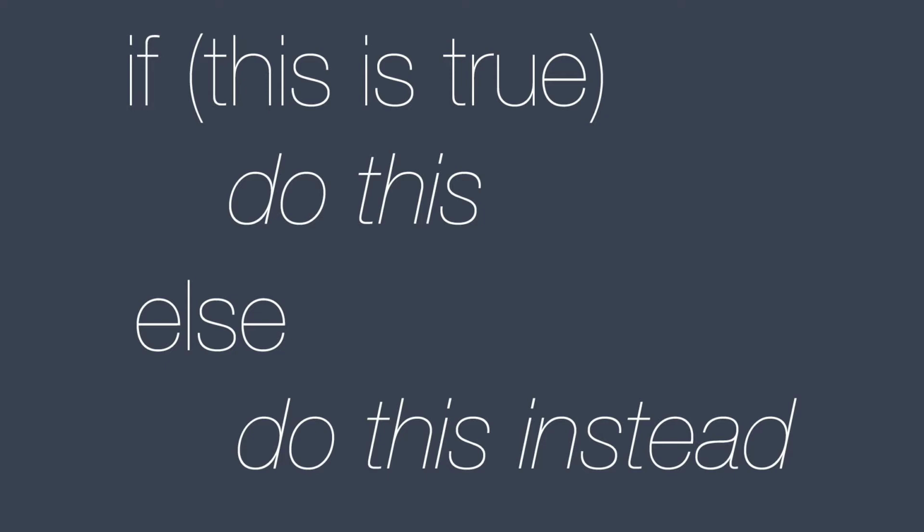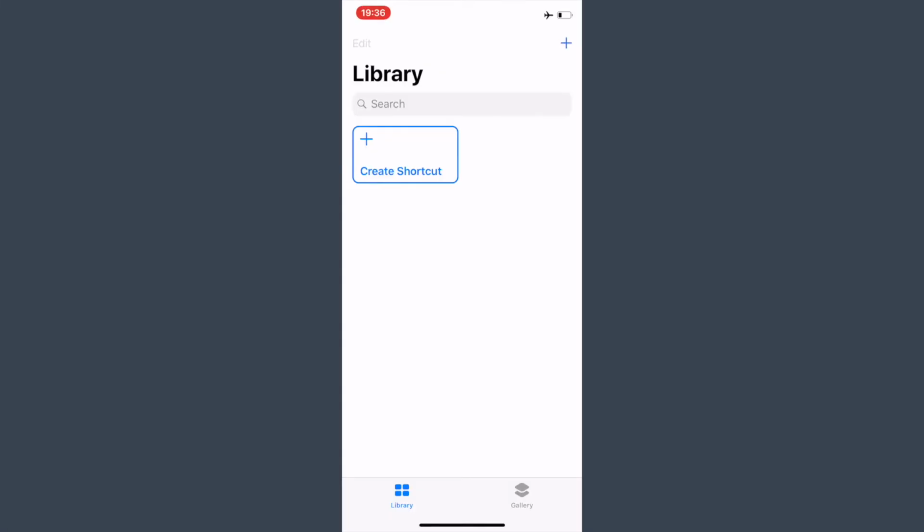Now I'll show you how you can use the if statement when you're writing your shortcuts in Apple's Shortcuts app with a working example. In this example, we're just going to create a simple shortcut that will test to see whether some text contains certain words.